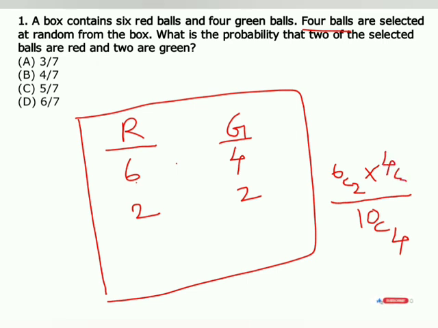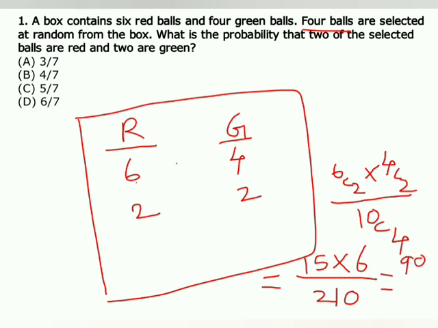If you solve this, it is 6C2, which is 15, into 4C2, which is 6, divided by 10C4, which is 210. I hope that you all know how to solve permutations and combinations. So 15 into 6 is 90 by 210, which is 3 by 7. So 3 by 7 is the answer. Option A is the correct one.